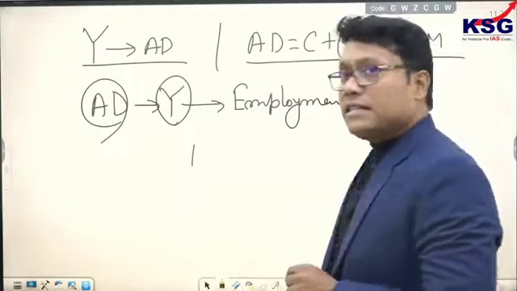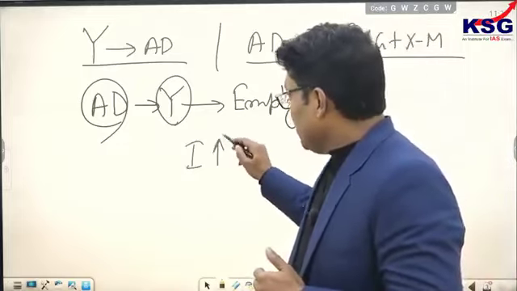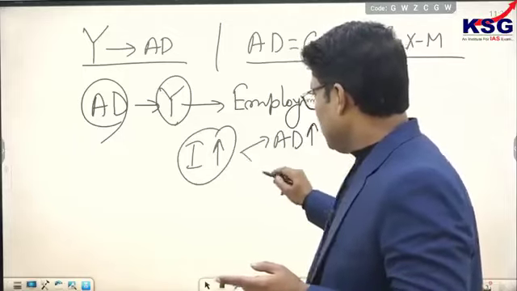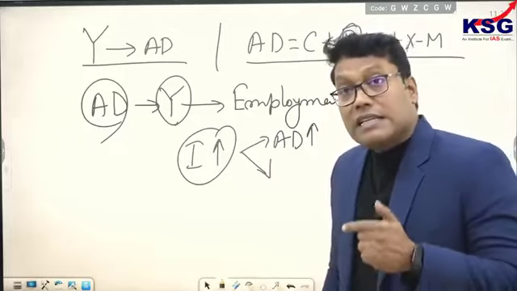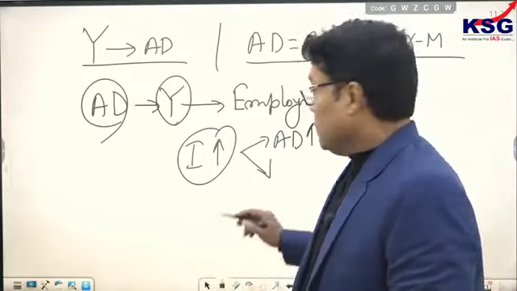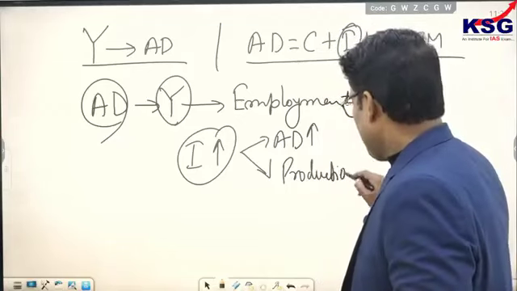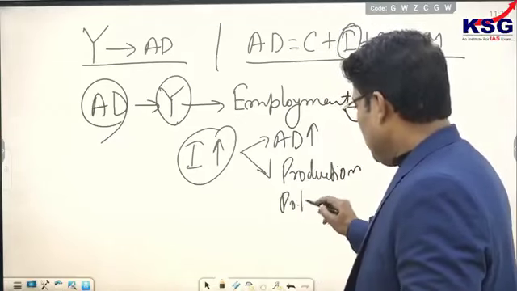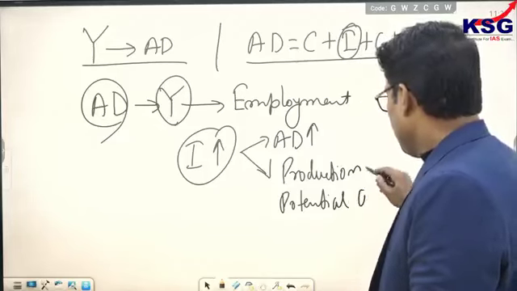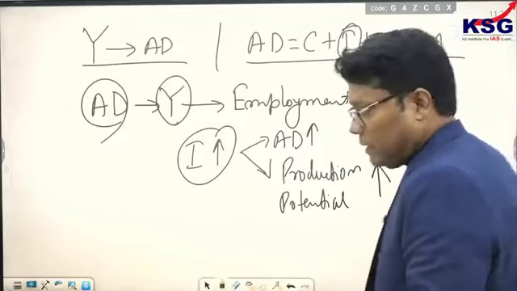If any country is going to increase the investment, then it is also going to increase aggregate demand. That part I have seen in your last notes. Okay, and increase in investment is also going to increase the production potential in the country. Production potential in the country, clear, is going to increase. I think that was the ending point.